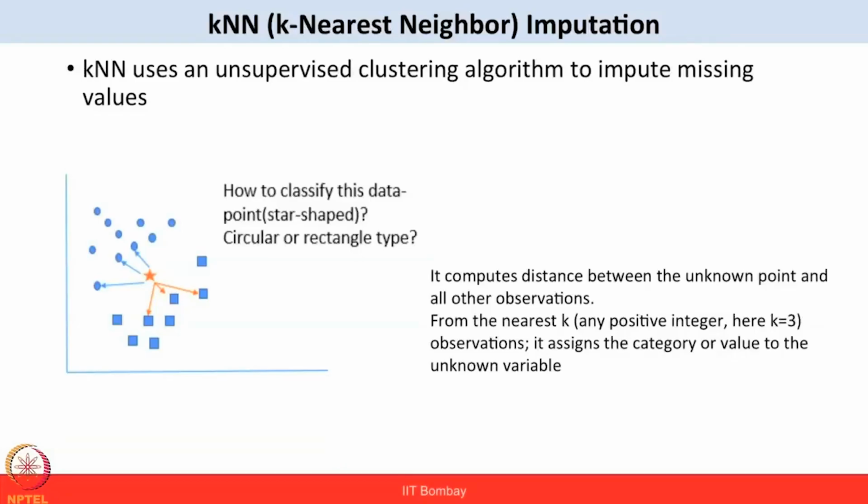That means it is taking the 3 shortest distances of the circular type and the rectangular type, and from these distances, the category with the lowest sum of distances will be assigned as the category of the unknown variable. In this case you can see that this star point might go to the rectangular side. So this algorithm works like this, and based on whether it is a rectangular type or a circular type, it may be assigned a value based on the total distribution of that particular category, and this is the underlying assumption of KNN based missing value imputation.